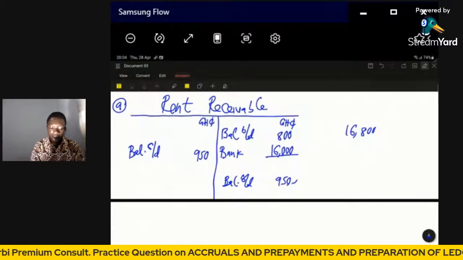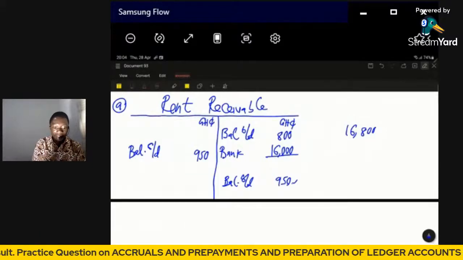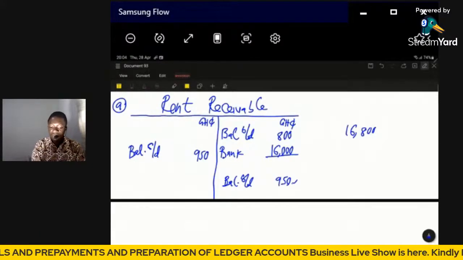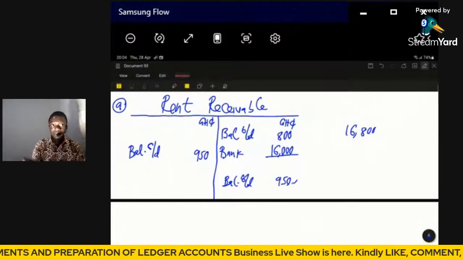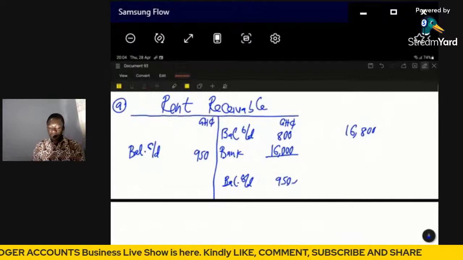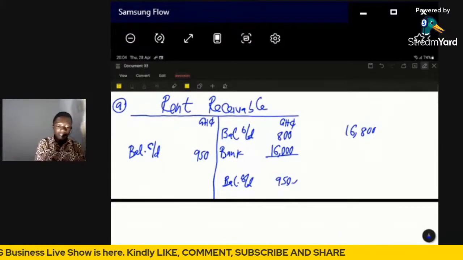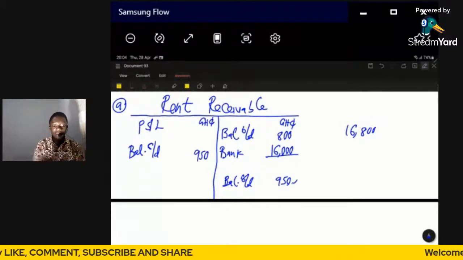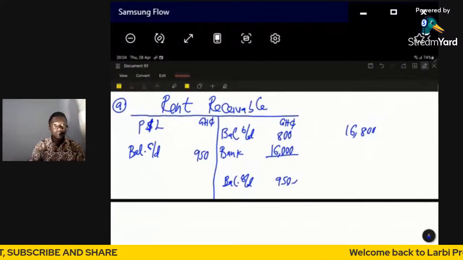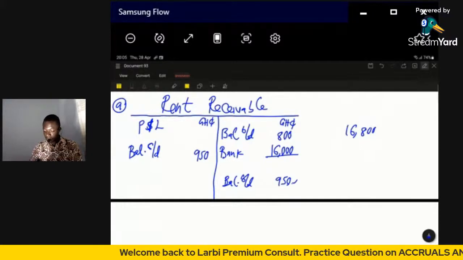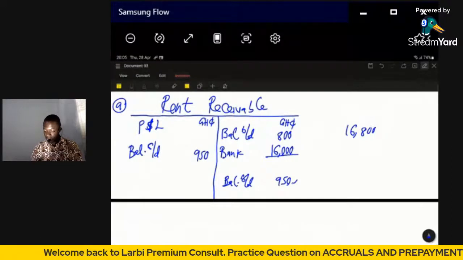So you're going to have here, you realize that the debit side of the rent receivable is 950. So you're going to take the difference between 16,800 and 950. So let's see what you're going to get for this, and that's going to be a balance that's going to represent our profit and loss account in that case. Let me grab my calculator here and see how we can get the difference.